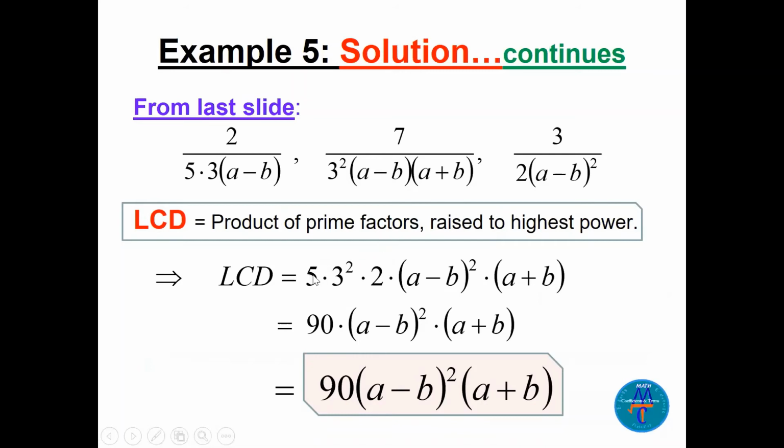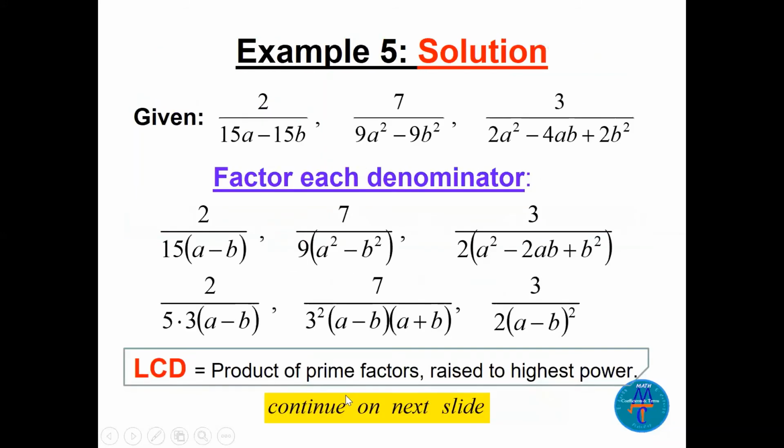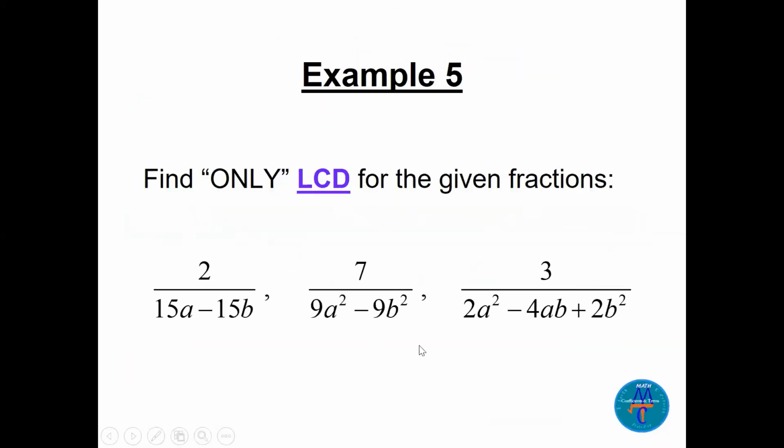So the LCD will be the 5 by itself, the highest power 3 squared, 2, a minus b squared, a plus b, because we have a plus b 1 time, a minus b we have 3 times, but we take only the highest power. So that's 90. Just make it simple. See, this is big, simpler. That's the best answer here. 90 times a minus b squared times a plus b. This is the LCD for these fractions when you need to add and subtract.